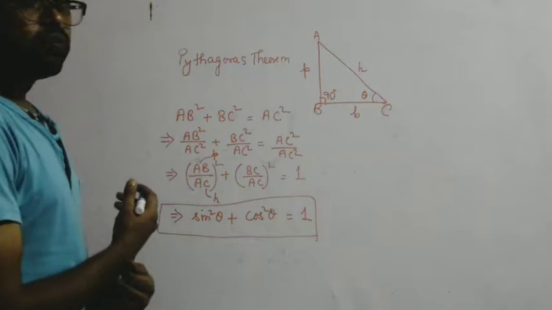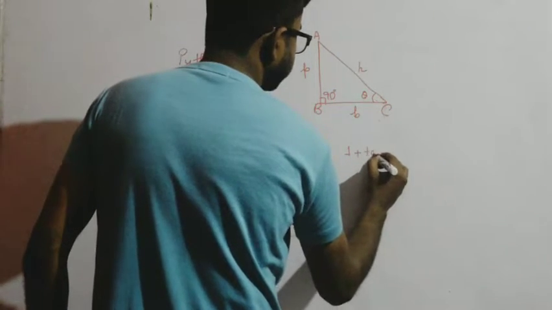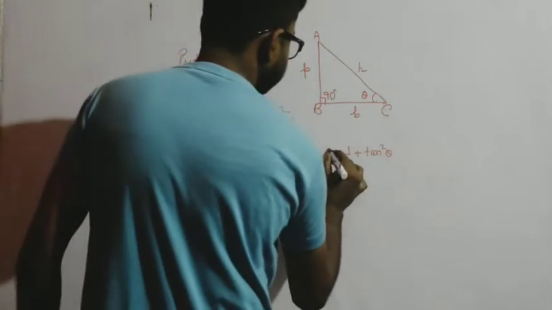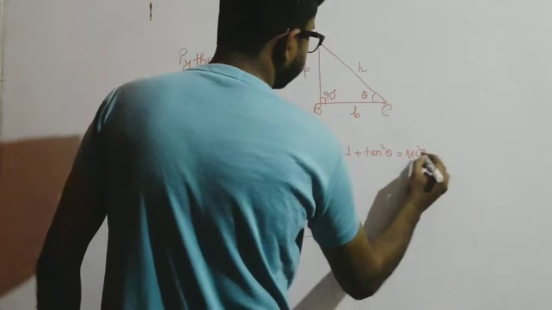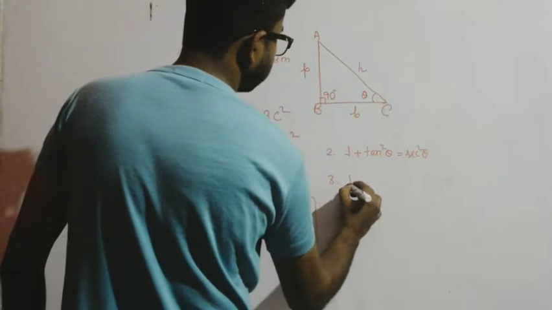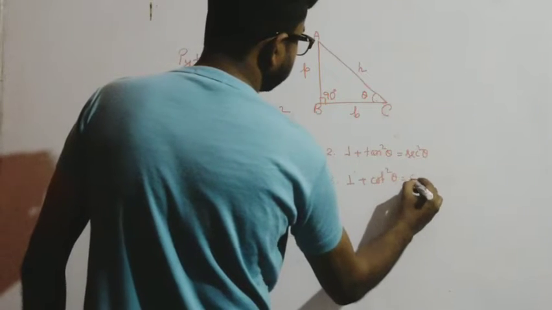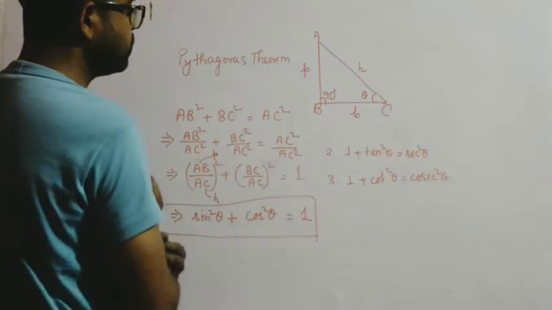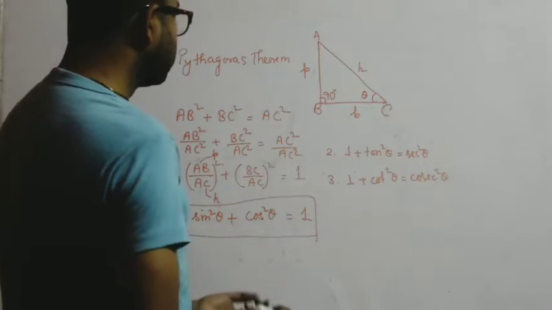Similarly, you have, this is number 1, this is number 2: 1 plus tan square theta is equal to sec square theta, and number 3 is 1 plus cot square theta is equal to cosec square theta. To prove these, you have to try yourself, as I am going to give you the hints.